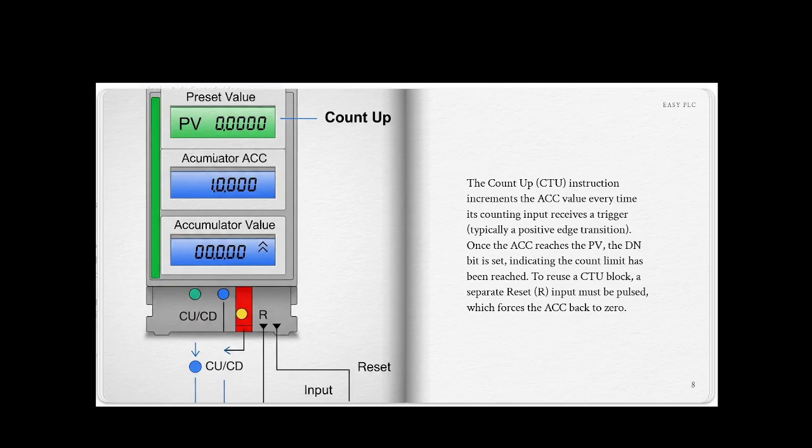positive edge transition. Once the ACC reaches the PV, the DN bit is set, indicating the count limit has been reached. To reuse a CTU block, a separate reset, R, input must be pulsed, which forces the ACC back to 0.